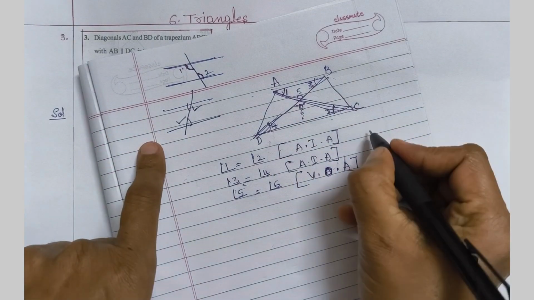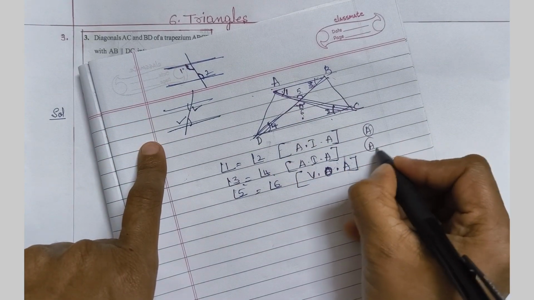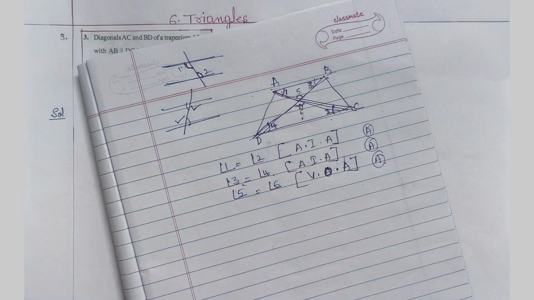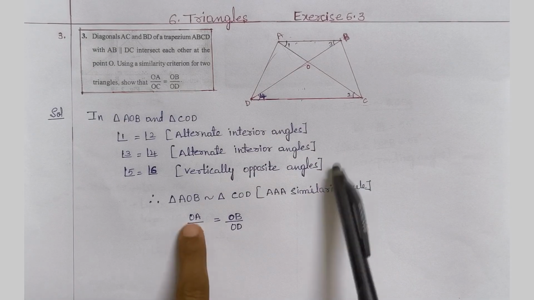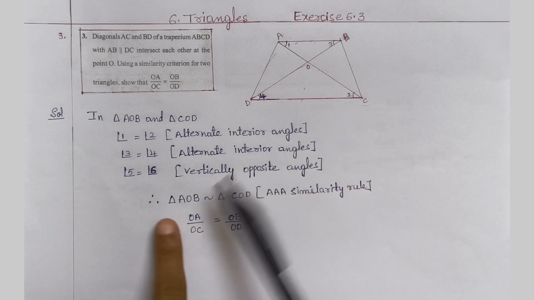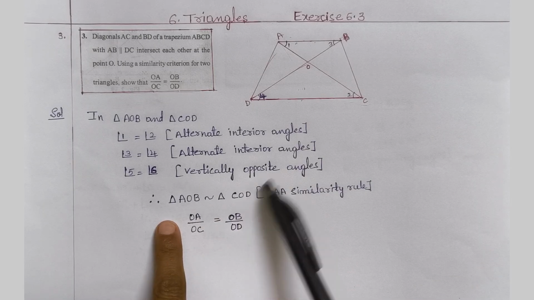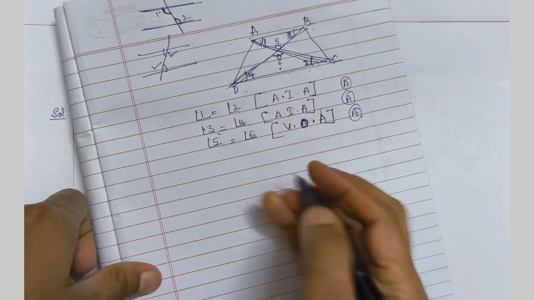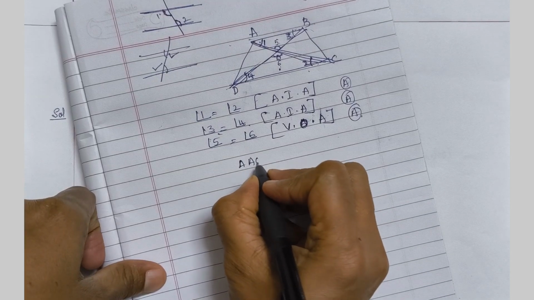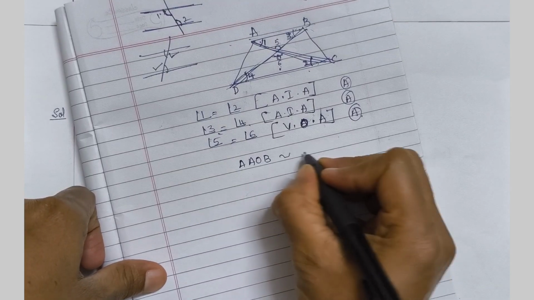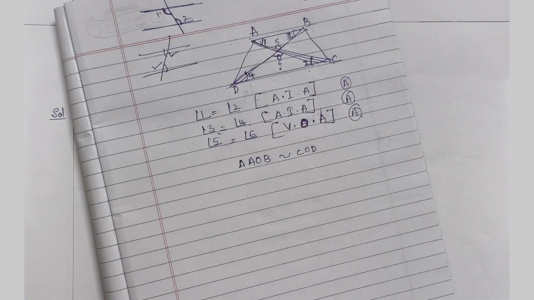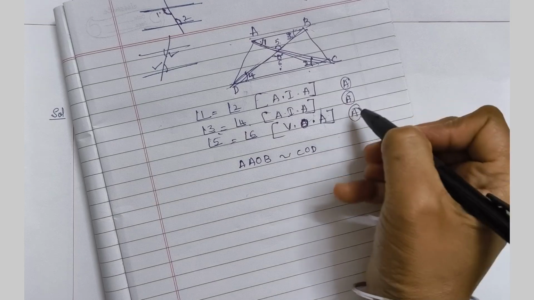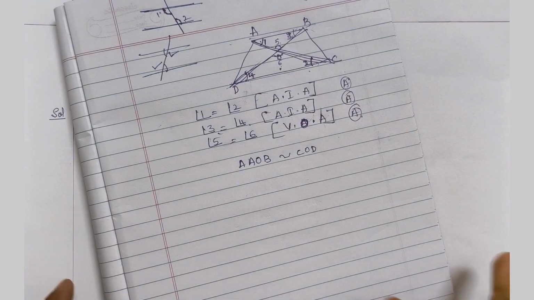Here which criteria is there? Angle criteria is there. Angle criteria we have used. Using the angle criteria, these two triangles are similar triangles. Which triangles? Triangle AOB is similar to triangle COD. These two triangles we proved similar. Which criteria are we using? Angle criteria, so these two triangles are similar.